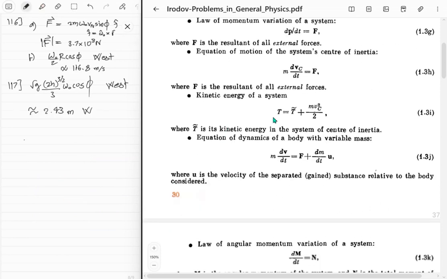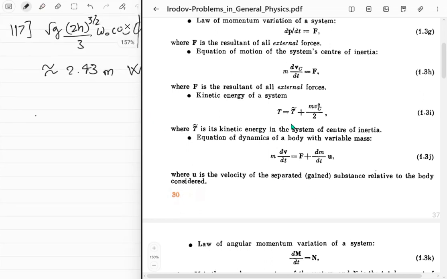Kinetic energy of the system. So kinetic energy is equal to, what is this? Kinetic energy of the system in the center of inertia frame. Oh yeah, okay, I understand this. Center of inertia is center of mass, and this is correct actually. But I can even prove this if you want. Should I? Let's just prove it, because why not?